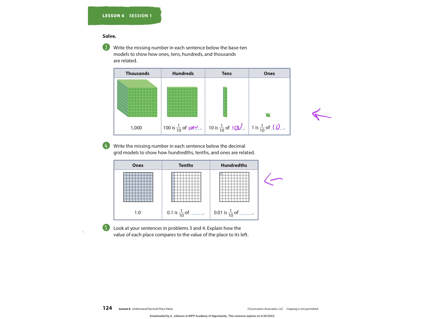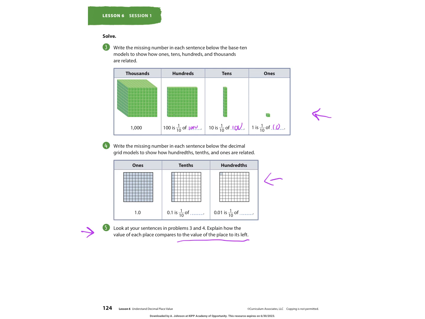And then the big one is number 5. Looking at your sentences in problems 3 and 4, explain how the value of each place compares to the value of the place to its left. So we're only talking about to the left. So numbers are bigger on the left. So they should understand that they are 1/10 of the place value of the numbers to the left.